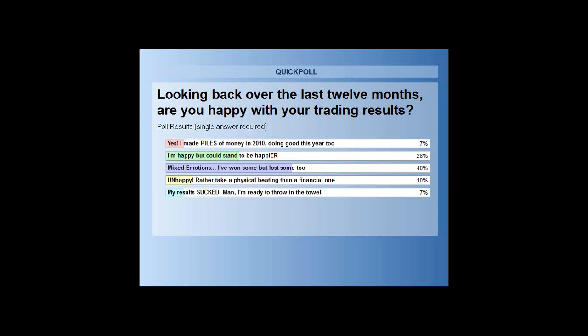Okay, but in the middle we have our fatter results. This is where most people are concentrated, the other 86% that answered this poll. 28% say, I'm happy, but I could stand to be happier. That's actually good. It's good to see, Mike, that about a third of our audience is happy with their trading. That's good. And about 2/3 are not happy with their trading.